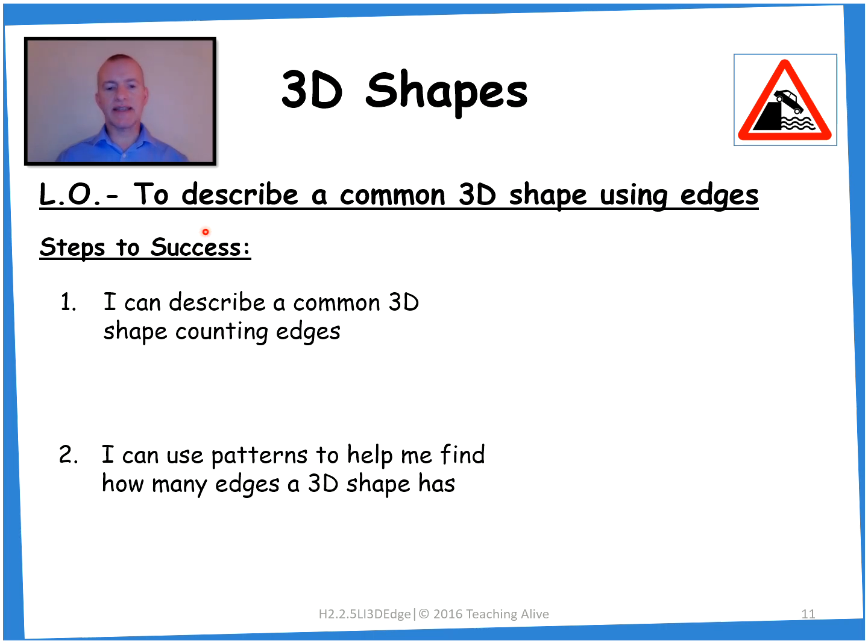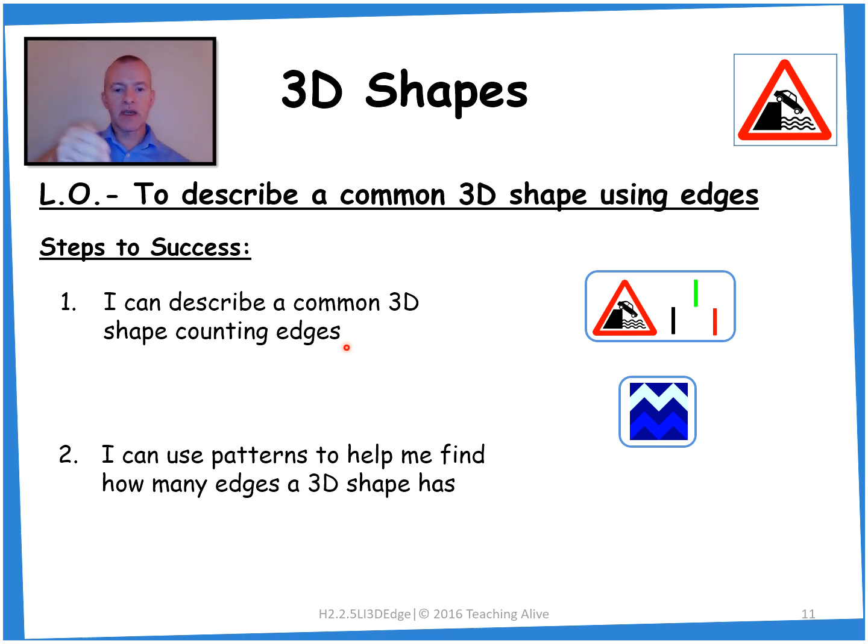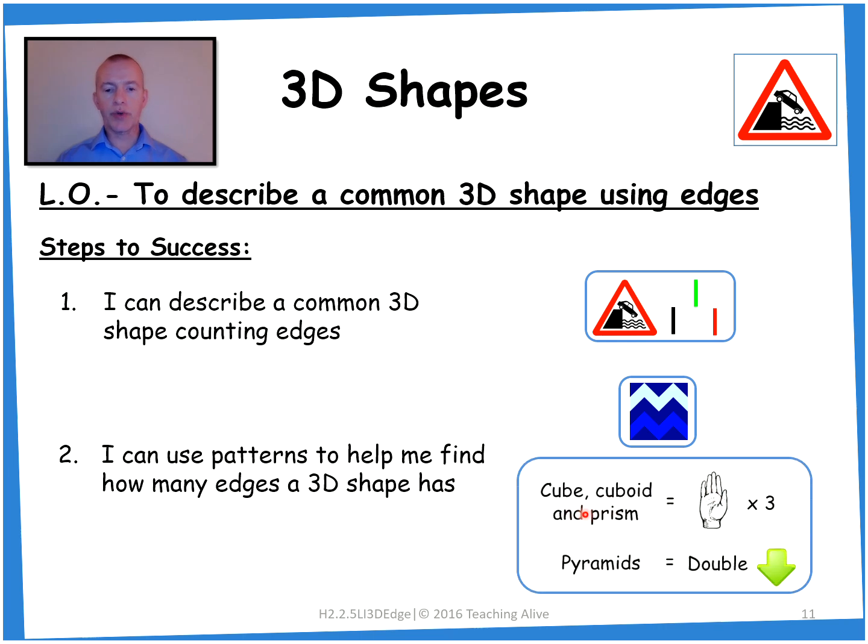Let's review our objective to describe a common 3D shape using edges. And our steps to success, you can hopefully now say, number 1, I can describe a common 3D shape counting edges. And number 2, I can use patterns to help me find how many edges a 3D shape has. So for the cube, cuboid, and prism, we look at the front face shape and its sides and multiply it by 3. And for pyramids, we double the base face shape sides.